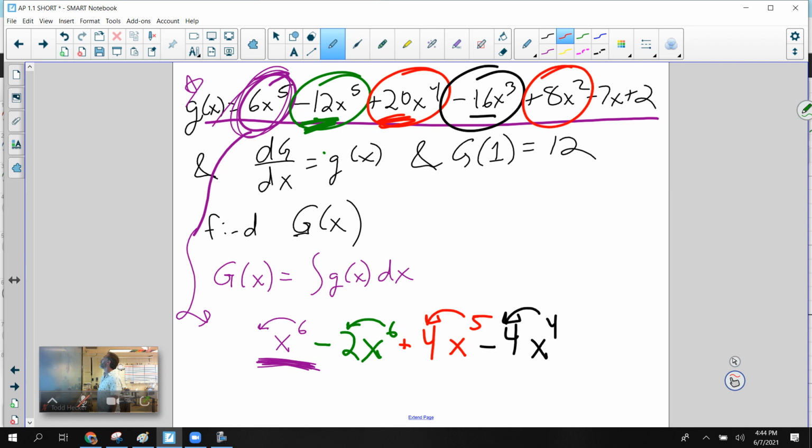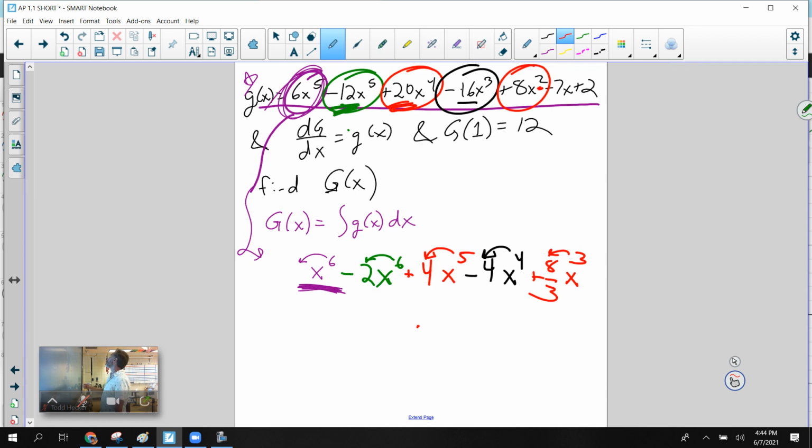Something x cubed, right? Because I'm at squared now. Before I took the derivative, I would have had a 3. So 3 times what is 8? Ugh. 8 thirds, right? Okay.